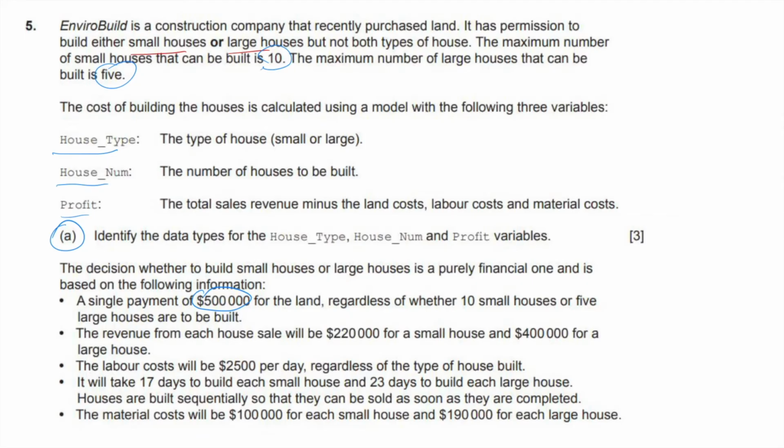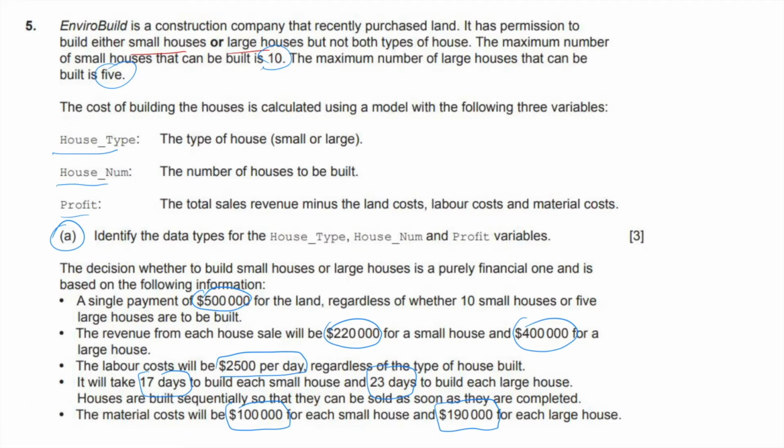The revenue from each house sale will be $220,000 for a small house and $400,000 for a large house. The labor costs will be $2,500 per day, regardless of the type of house built. It will take 17 days to build each small house and 23 days to build each large house. Houses are built sequentially so they can be sold as soon as they're completed. Material costs will be $100,000 for each small house and $190,000 for each large house.